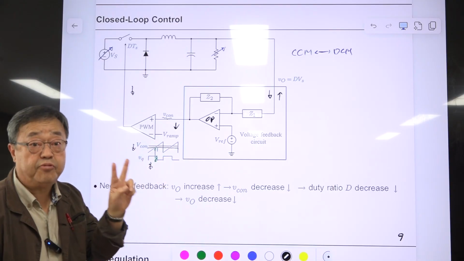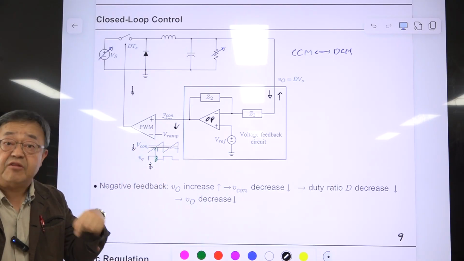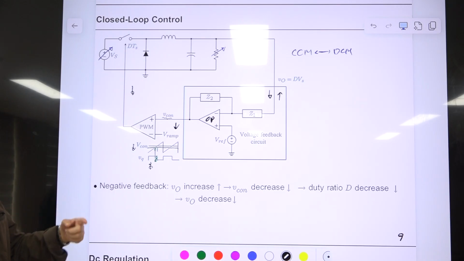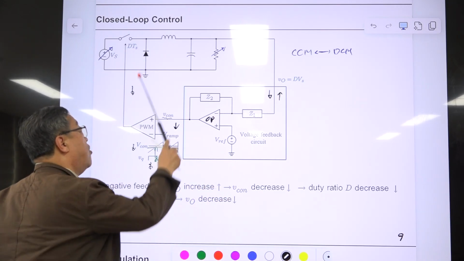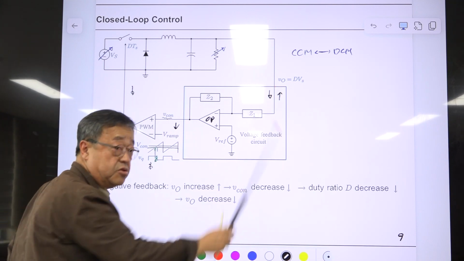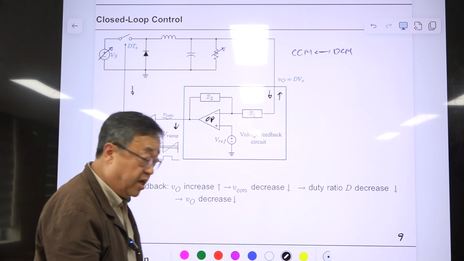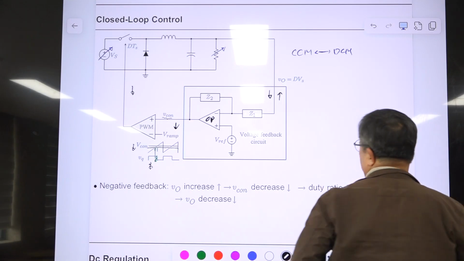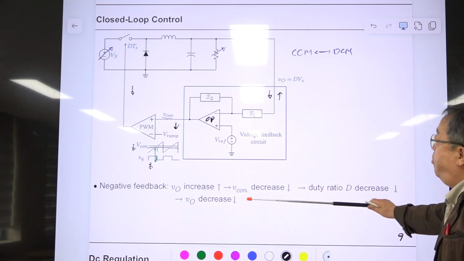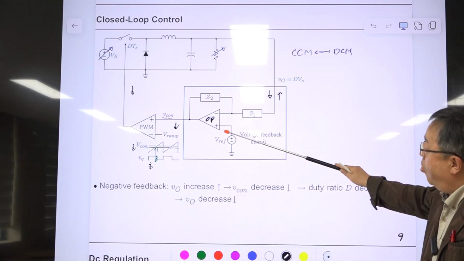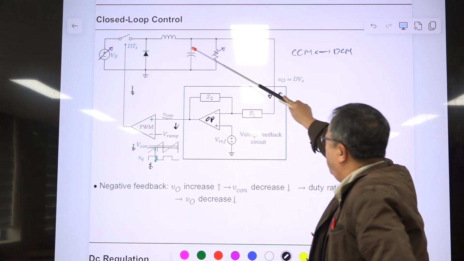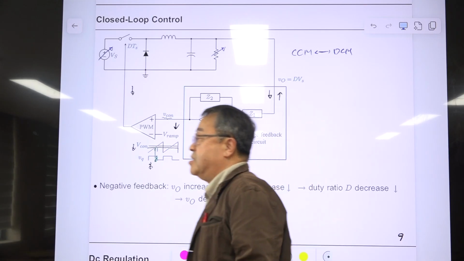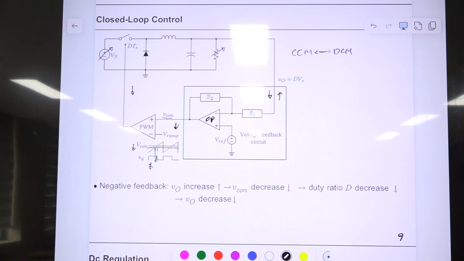If you have 2 minus signs, then you are applying positive feedback. If you increase this, then this circuit further increases this, so you're in trouble. That is called unstable. So for stable operation, there is only one or three negative signs along this feedback path. Okay, so that is also important.